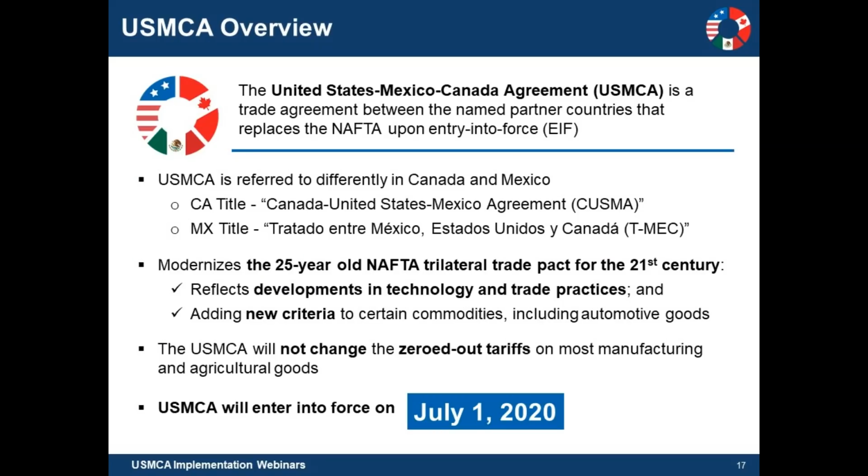The U.S.-Mexico-Canada Agreement, USMCA, is a trade agreement between the named partner countries and will replace NAFTA. Referred to in Canada as CUSMA and T-MEC in Mexico, the USMCA both preserves the 25-year-old NAFTA's trilateral trade pact and modernizes the agreement to the 21st century to reflect developments in technology and trade practices and add new criteria to certain commodities, including automotive goods. The USMCA will not change NAFTA's tariff structure or the zero tariffs policy on most manufacturing and agricultural goods. The USMCA will enter into force on July 1st, 2020.